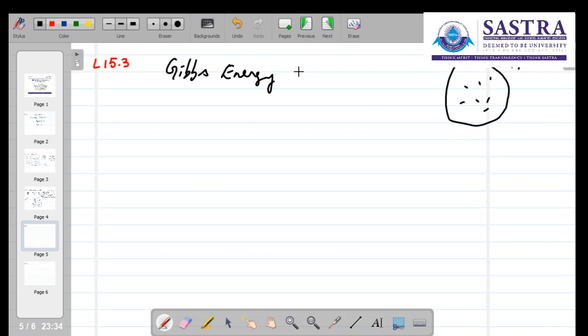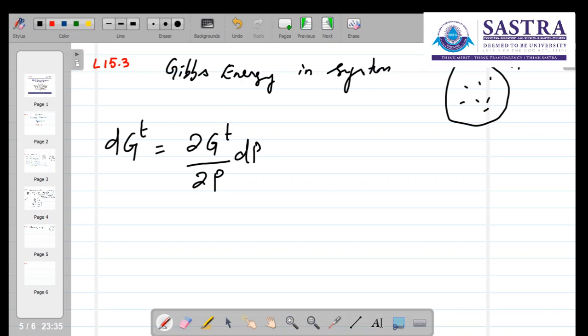What about the Gibbs energy in this system? So we know that the change in the Gibbs energy of the system is because of the change in the pressure, or could be because of the change in the temperature, or because of the species that makes up the system. So we can say that this is because of the change in the pressure of the system plus the change in the temperature of the system, or because of the third component, the change in the Gibbs energy because of the change in the composition of the system.